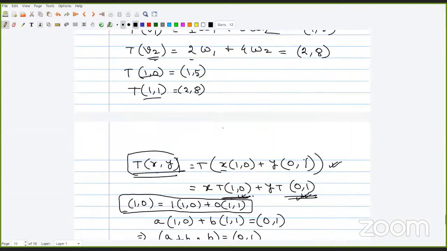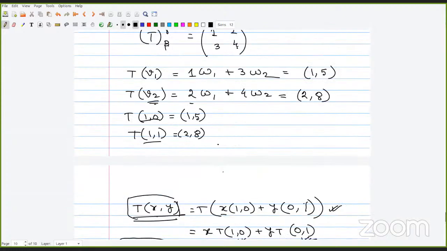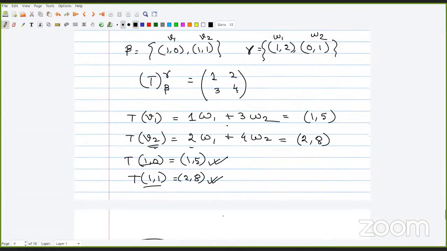Okay, like T10 you have applied. So (1, 5) is your image vector, and (2, 8) is your image vector. The images of (1, 0) and (1, 1), which are (1, 5) and (2, 8), are in W vector space, correct? Exactly. And (1, 0) and (1, 1), on which we are applying the transformation, are in the domain vector space V. So (1, 5) is the image of (1, 0) and (2, 8) is the image of (1, 1).